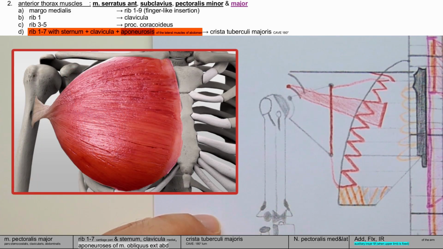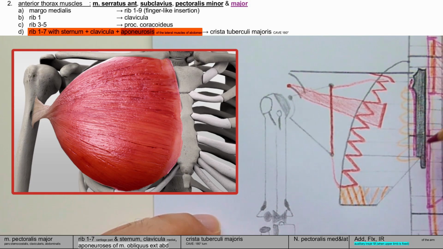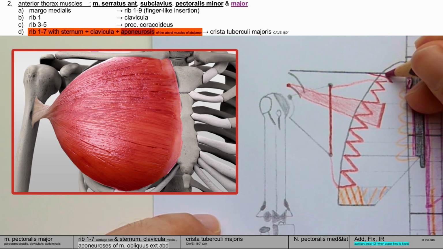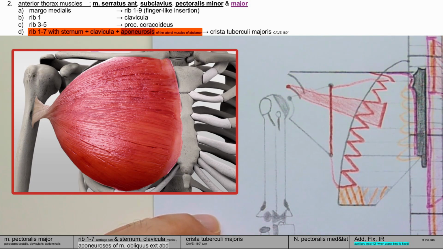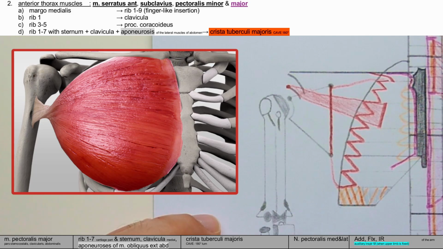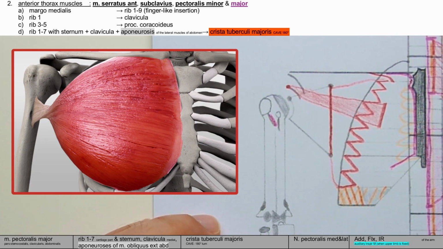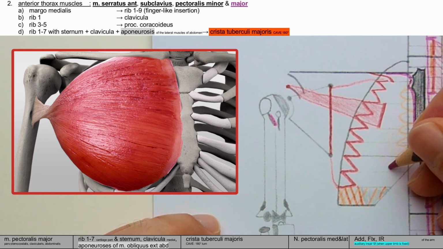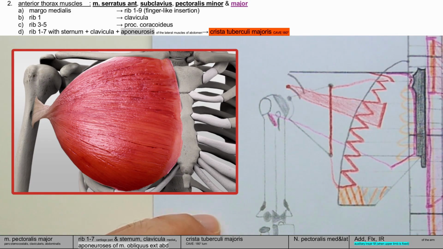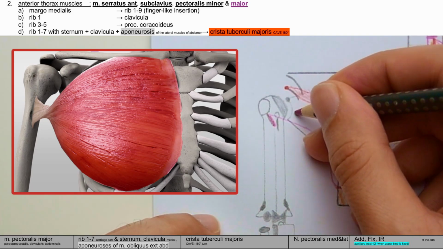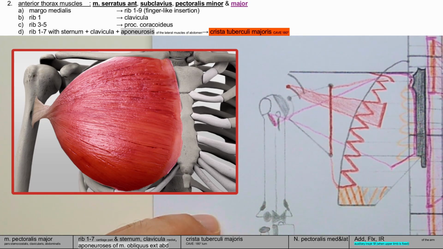And finally, we have musculus pectoralis major, originating from rib 1 to 7, a medial portion of the clavicula, and a part of the aponeurosis of the lateral muscles of the abdomen, which is represented by this line. The insertion is more lateral than the previous muscles in the Crista tuberculi majoris. Note that all the origins of the last 3 muscles have ribs with an uneven number and that the number increases with each muscle.